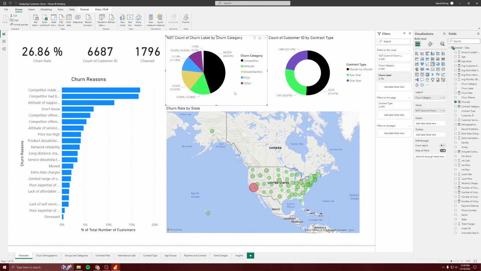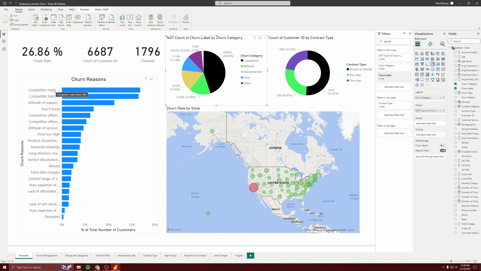For this pie chart, we have percent of grand total of the count of the churn label by churn category. So a lot of the churn comes from competitors, some from dissatisfaction, and attitude. These are customers split by contract type, so most of them are month to month.